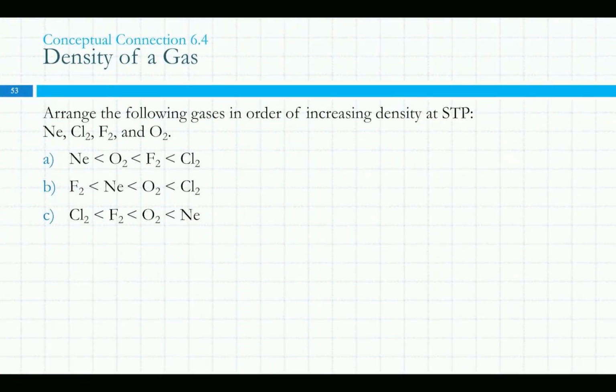And like I said, let's do this one at least. So arrange the following gases in order of increasing density at STP. So it'll help here to have density as grams per liter.